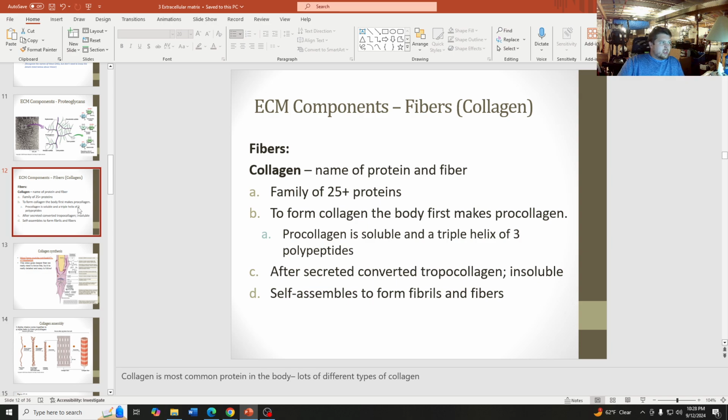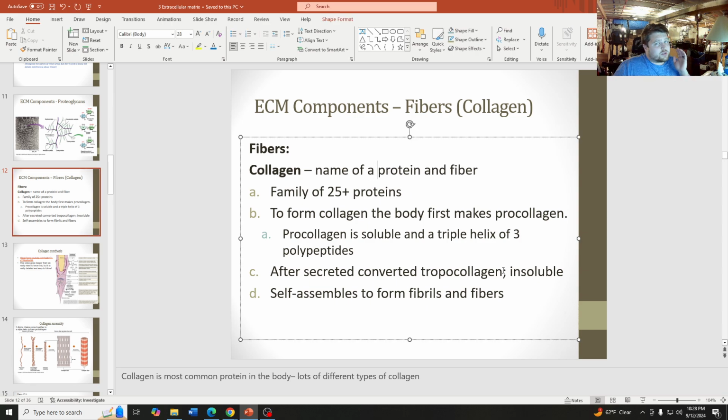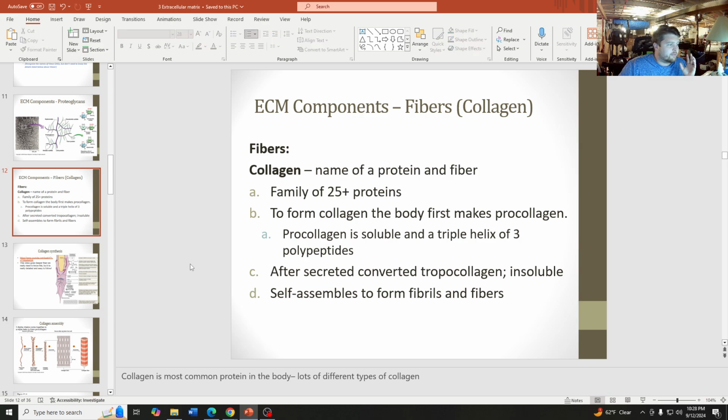Okay. Talking about another component, we're moving into the fibers component. We talk about collagen. So collagen is the name of a type of protein as well as a fiber. It is a family of 25 plus proteins, so there's a whole bunch of different proteins involved within collagen. We're mainly going to talk about the first four types, though. Honestly, mostly type 1 and type 3. But there are a bunch more types.